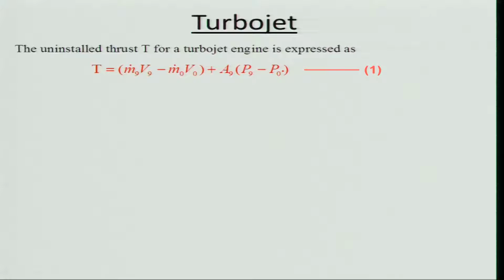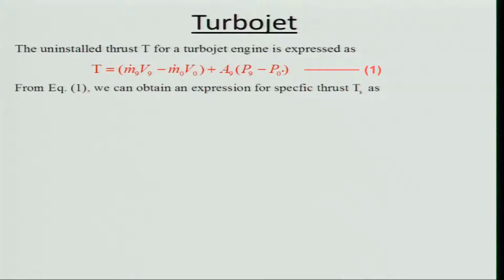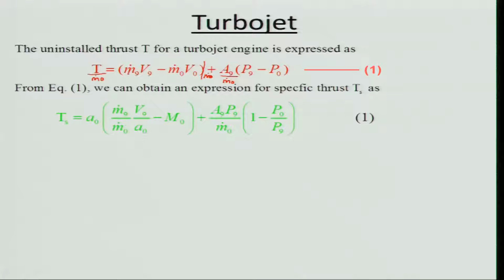That means we are saying it is fully expanded, but in a real situation it can never happen, right, except at the design condition. So, therefore, we need to take care of that. And equation 1 we can express as a specific thrust. If I do that, I can divide it by ṁ0 here, similarly ṁ0 here, I can divide it by ṁ0 here, right. Okay. So, if I divide that, I will get an expression.